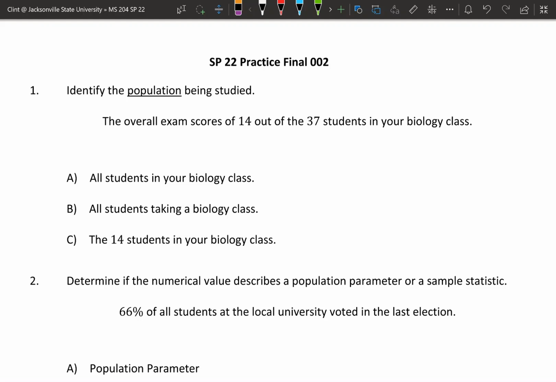All right, so going back to the beginning here. Number one says identify the population being studied. We're given the overall exam scores of 14 out of the 37 students in your biology class. So the population is the whole group that we're trying to learn about. So if we're given the exam scores of 14 out of the 37 students in our biology class, then our population will be all the students in the biology class.